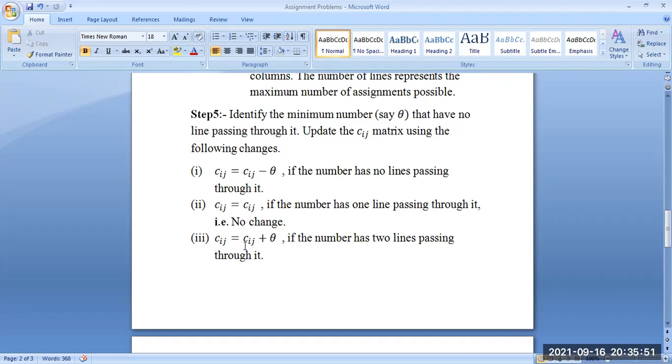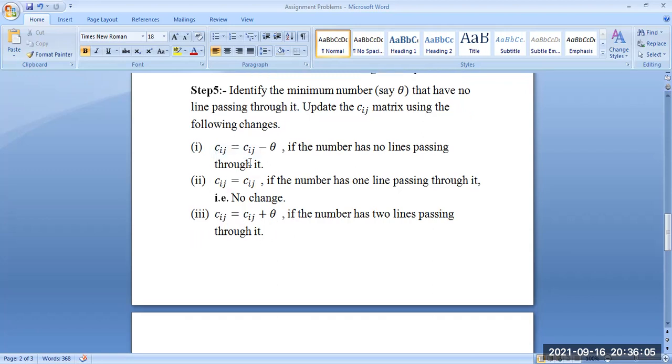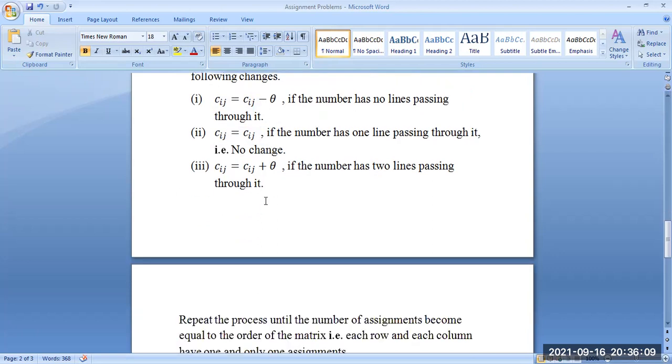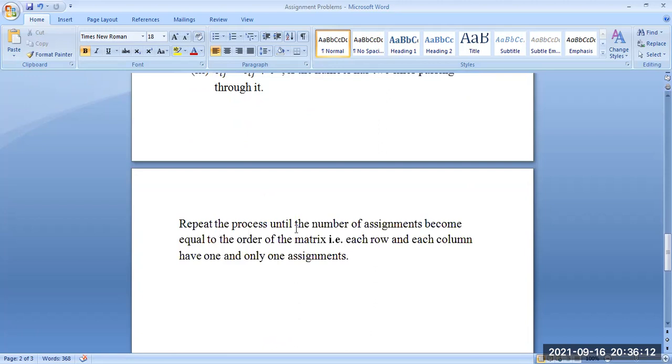जब लाइन क्रॉस होती है देन ऑब्वियसली इट मेक प्लस साइन. सो उस नंबर को आप क्या करोगे, यू कैन मॉडिफाई द नंबर बाय Cij is now changed to Cij plus theta. These three steps are again very important steps. So keep focus on these three steps. After that, repeat the process until the number of assignments become equal to the order of the matrix. That is, each row and column have one and only one assignment. After that, we calculate the cost, then the assignment problem is done.